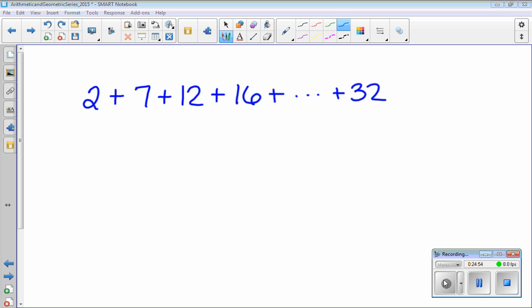You got 5, 5. Is it arithmetic or geometric? Hold up, you're going down a number. I did? Going up. Oh, I missed a term. He's right. It's not arithmetic. That number shouldn't be 16, should it? It doesn't add up. What number should it be? 17, right? So you're exactly right.